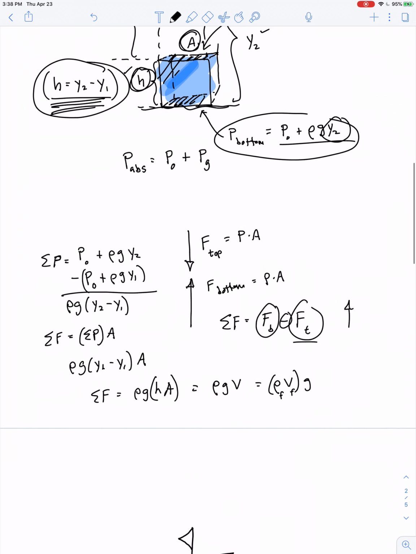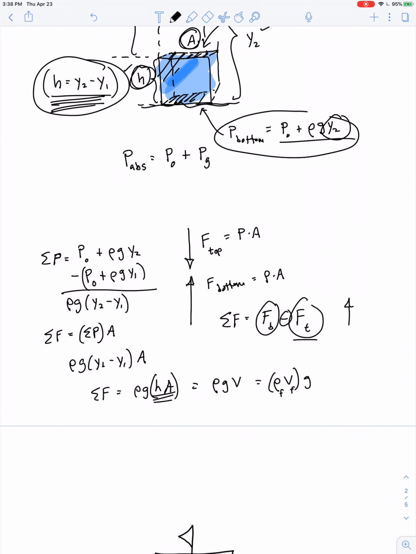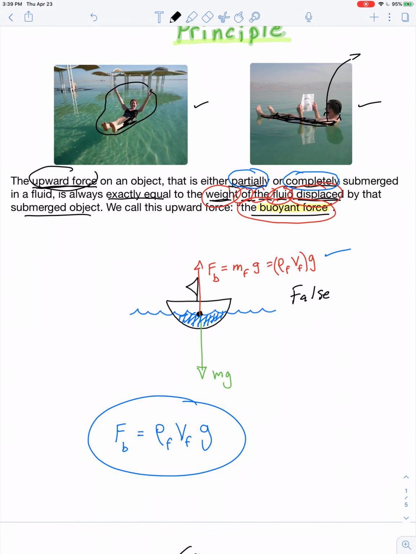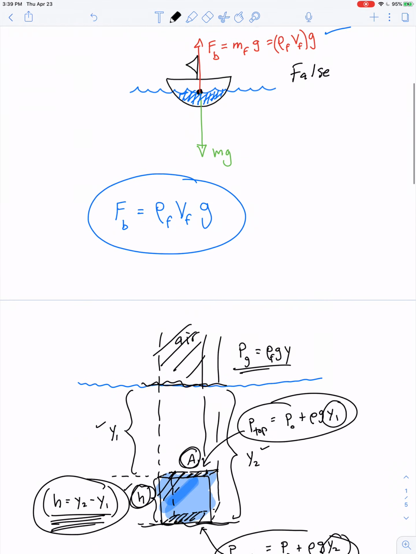So although you might be thinking of h times A as the volume of the block, it's also the volume of the fluid displaced. So if I multiply the density of the fluid displaced times the volume of the fluid displaced, that's the mass of the fluid displaced. And mass of fluid displaced times gravity is the weight of the fluid displaced, which brings us back to the statement of Archimedes' principle that says the upward force is equal to the weight of the fluid displaced. We call that buoyant force.